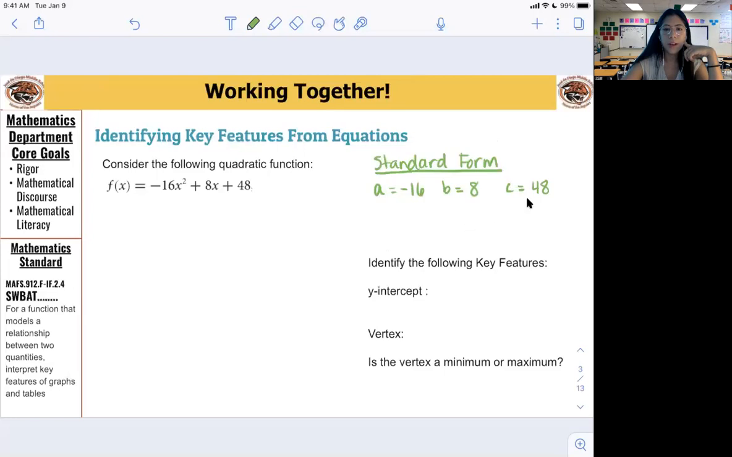Now from there, we can figure out what we already know about this function. Based on these numbers, what do I know? The y-intercept. Good. Where is the y-intercept? At 48. So I know that this is (0, 48). Now, what else do these numbers tell me? One of these numbers tells me something else important.